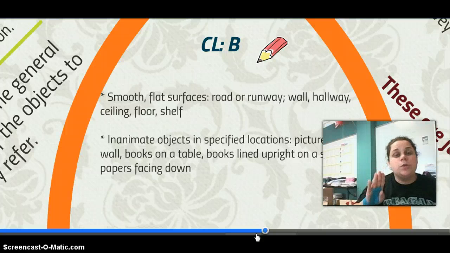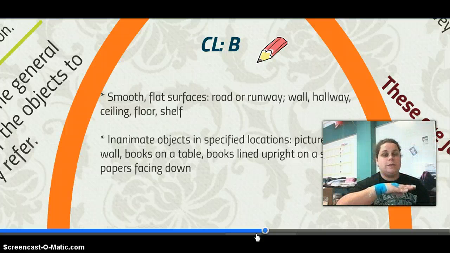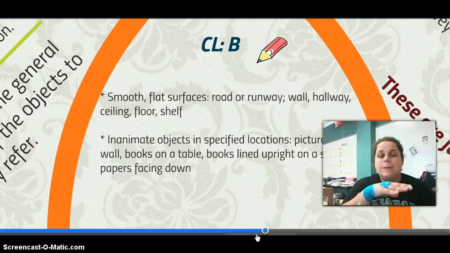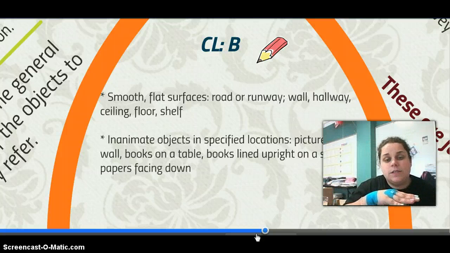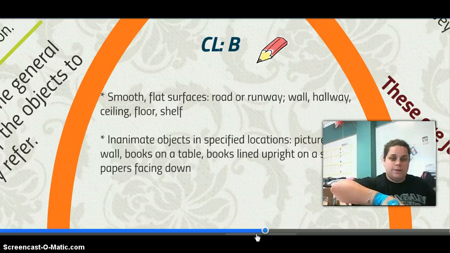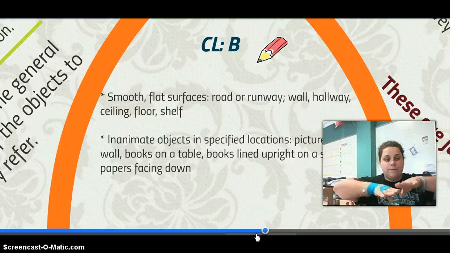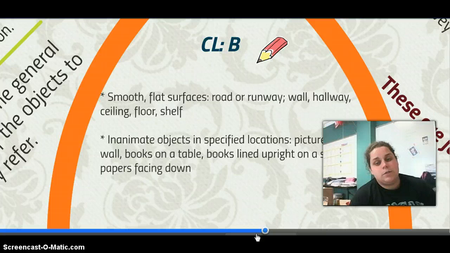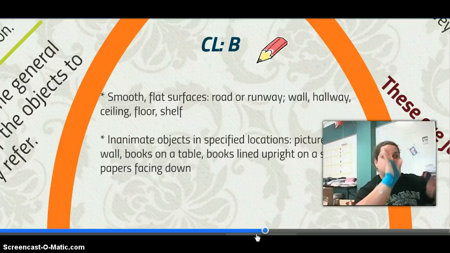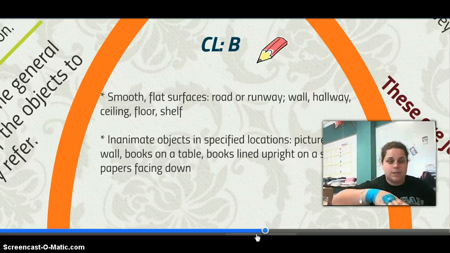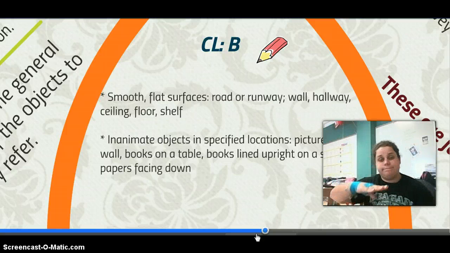CLB. We're going to look at two uses of CLB. One is just a B and the other is a base B. CLB by itself represents smooth, flat surfaces. It could be a road, a runway, a wall, halls, ceiling, floor, shelves. It can also represent inanimate objects in specific locations, like a picture on the wall or a whiteboard. It could be a book facing down. You could use it to show a table.